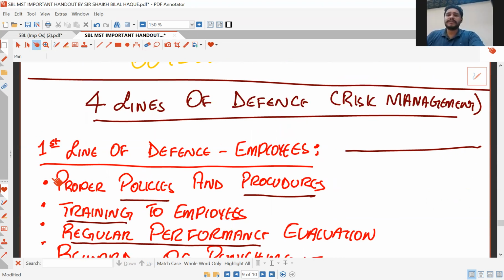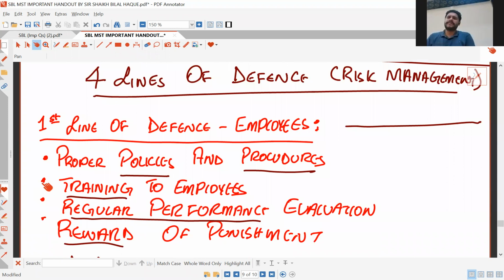Again, four lines of defense. I'm just quickly going through the four lines of defense so that you can revise it there and then. Remember, this topic is a new topic and it's a very small topic, so you guys can easily go through the four lines of defense.